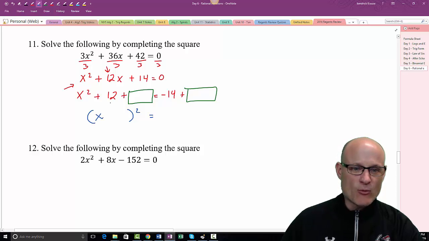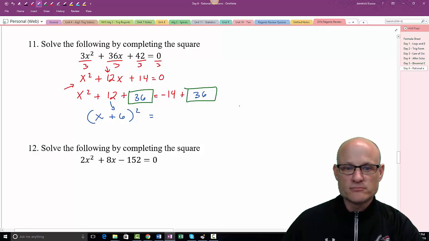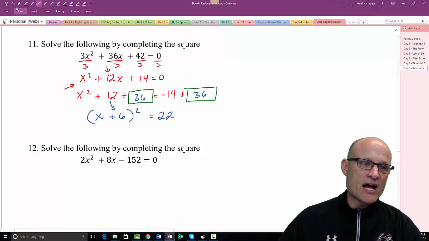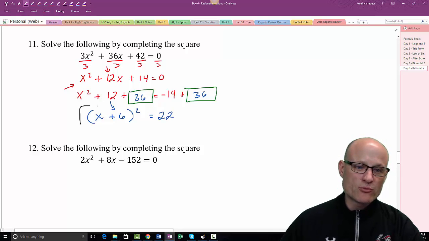I put in x and then whatever half of positive 12 is. Well, that's positive 6. And positive 6 squared is 36. So I'll put a 36 there, and I'll put a 36 there. So negative 14 plus 36 is 22. Almost done. Now you have to take the square root of both sides.